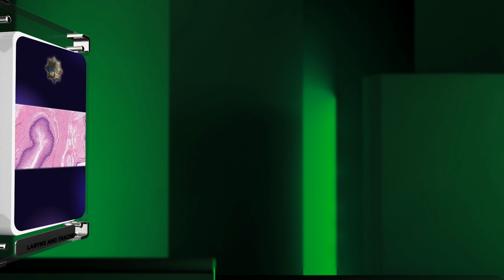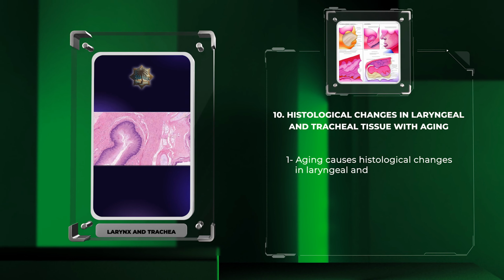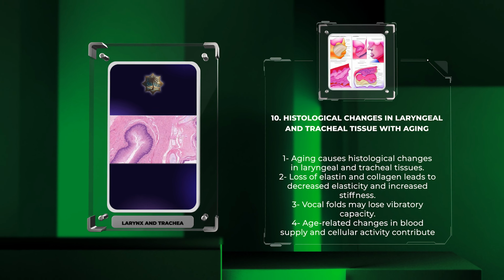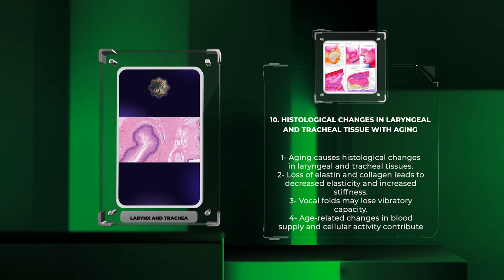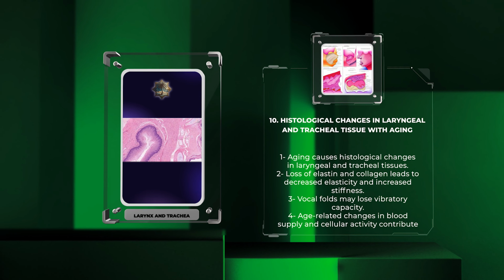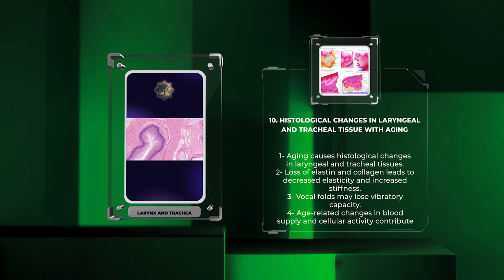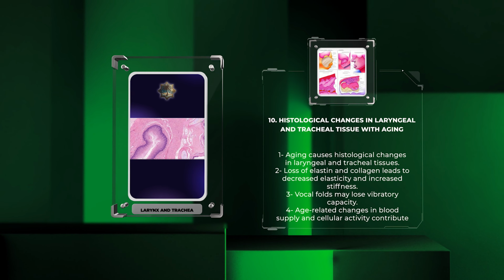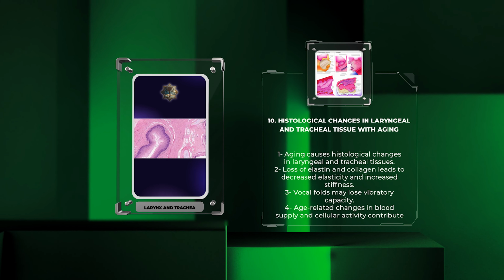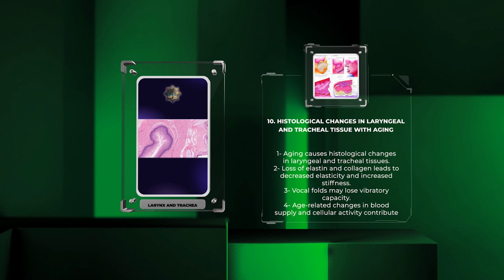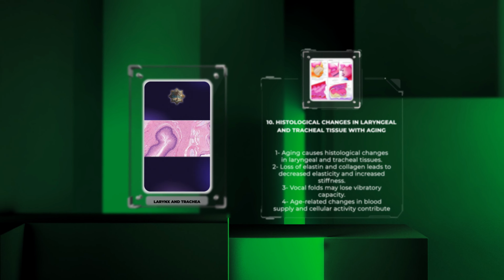With aging, histological changes occur in the laryngeal and tracheal tissues. These changes primarily involve progressive loss of elastin and collagen, causing decreased elasticity and increased stiffness. The vocal folds may lose vibratory capacity, resulting in changes in voice quality and pitch. Furthermore, age-related changes in blood supply and cellular activity can contribute to functional decline.